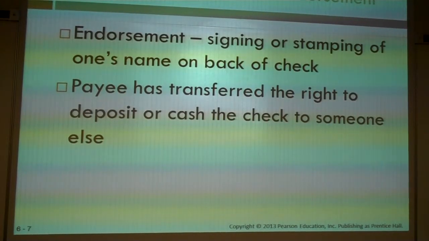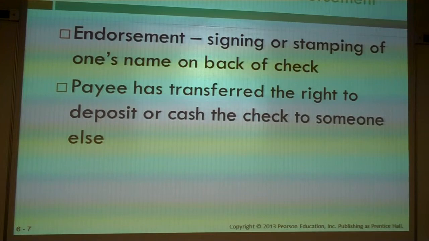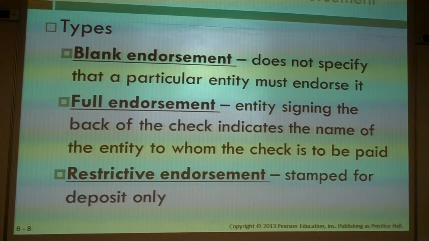So endorsing is just stamping or signing the back of your check. The payee, who is who the check was made to, has transferred it to another person. There are 3 different types of endorsements, and there are good pictures in the book. The blank endorsement: if the check is paid out to me, I would just sign my name to the back of it. The full endorsement: the entity signing the back of the check indicates the name of the entity to whom the check is to be paid.